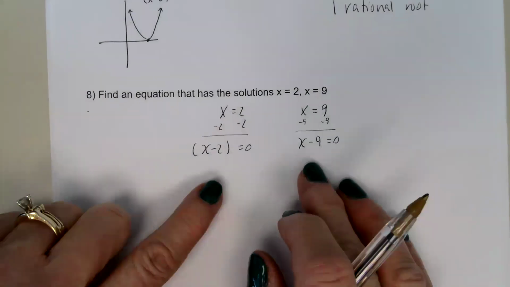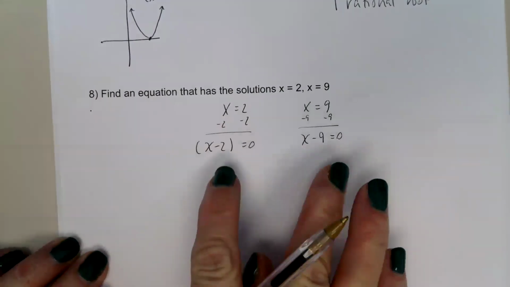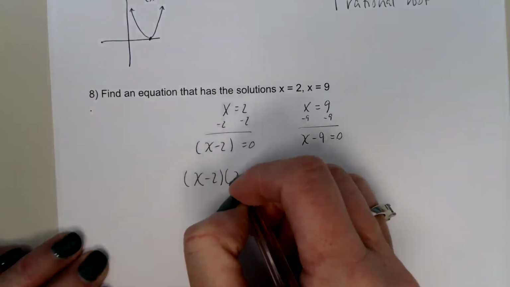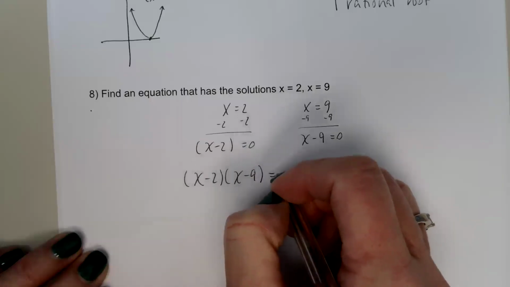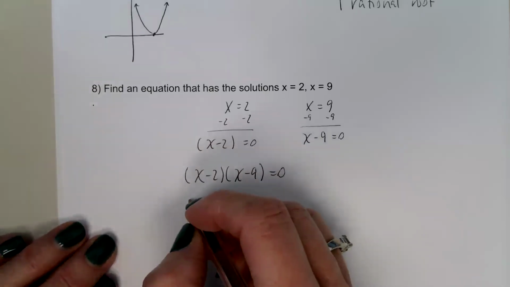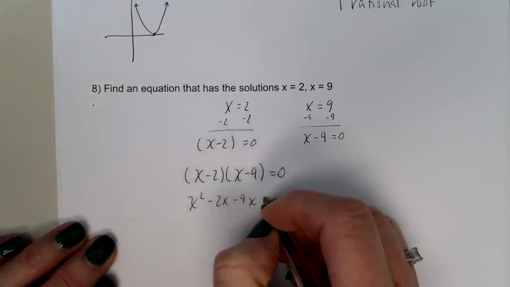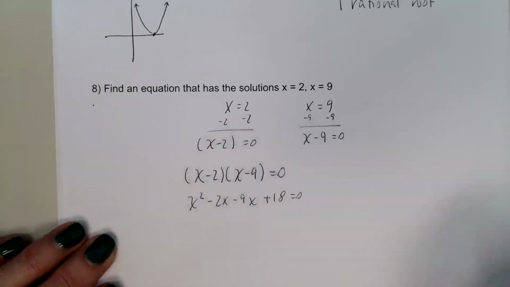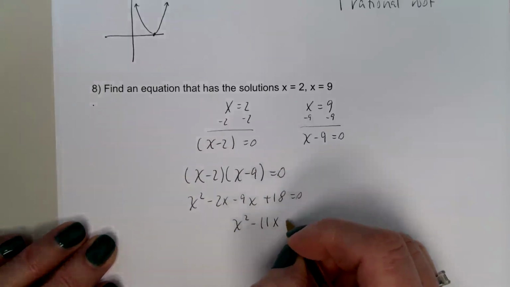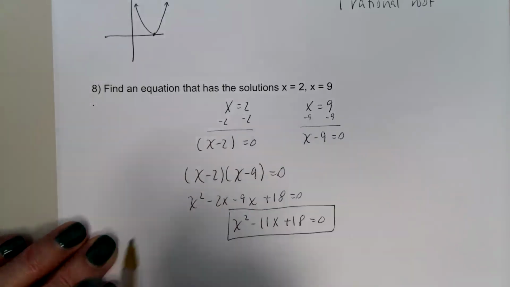That means we would have used the zero product property, and to get to the original equation, these would have been factors. So we're going to multiply these factors together, set them equal to 0, and then multiply. When we do that and add like terms, we get this quadratic equation as our possibility.